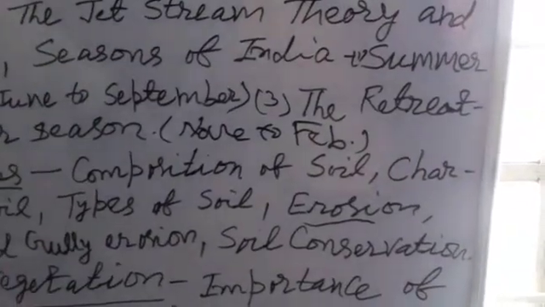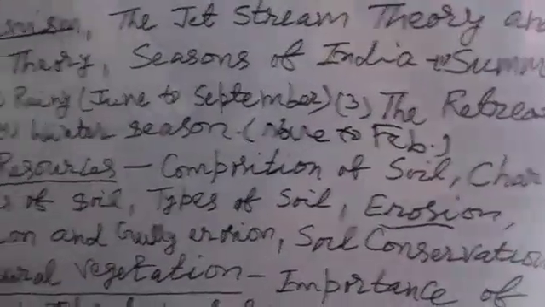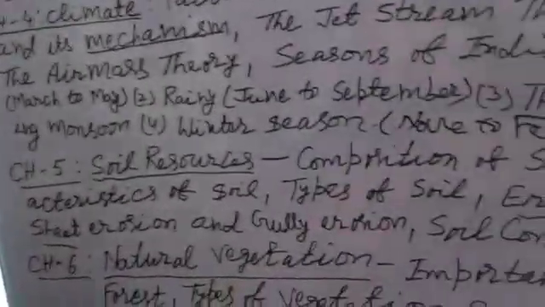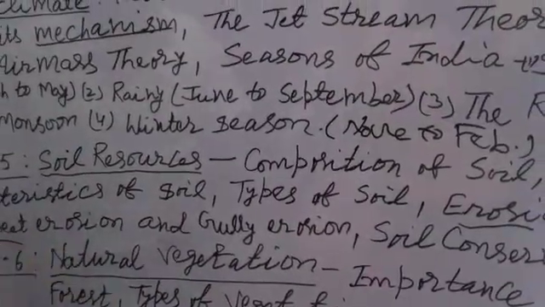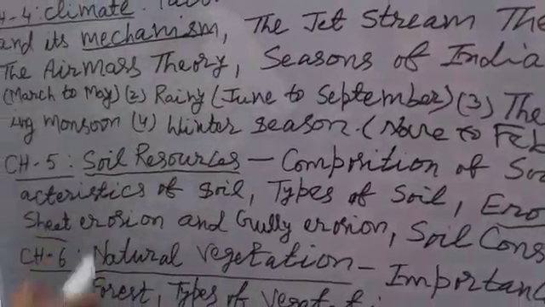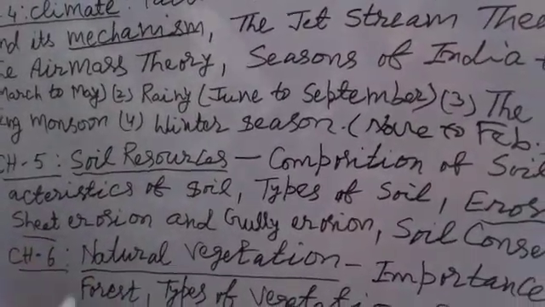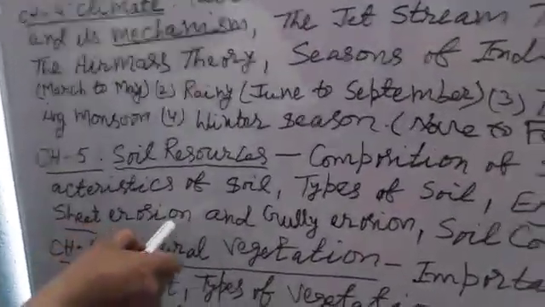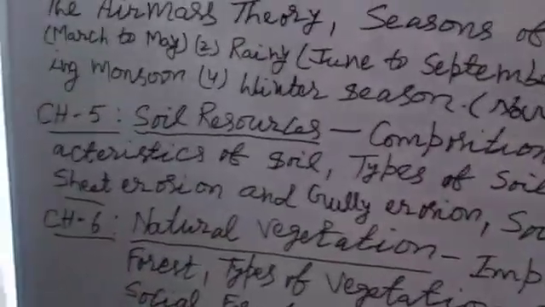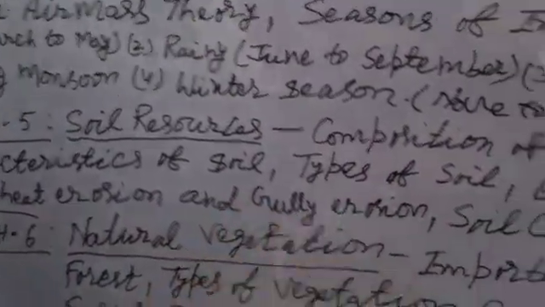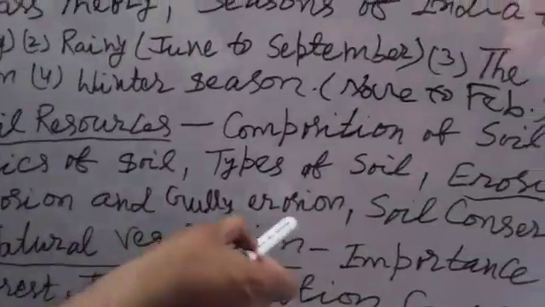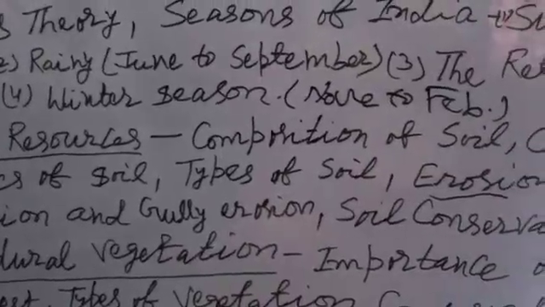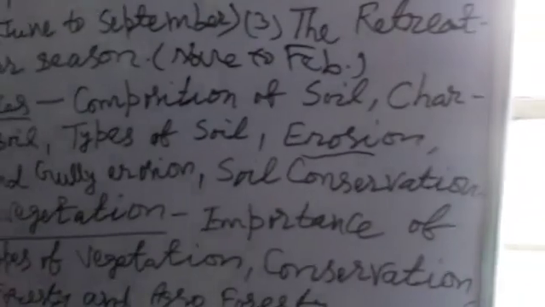Soil erosion is mainly of two types: sheet erosion and gully erosion. Sheet erosion develops in hilly areas where there is heavy rainfall and high speed of rains. Gully erosion develops in barren or wasteland. Clear? Soil conservation.